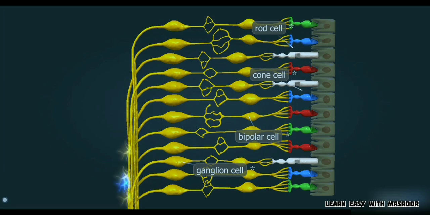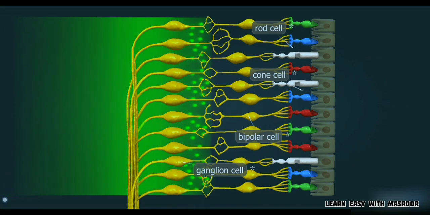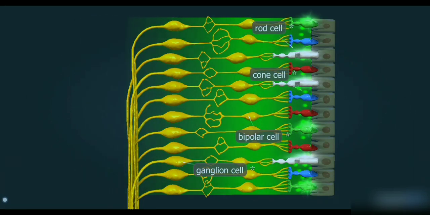Light causes the receptor cells to hyperpolarize, that is, to produce an electric impulse. This stops the release of glutamate, therefore bipolar cells are unblocked and they produce action potentials.